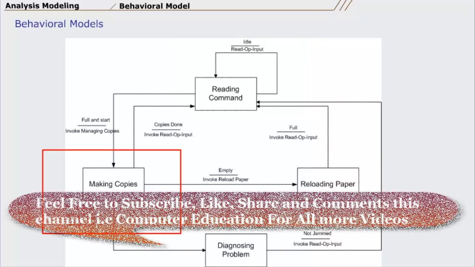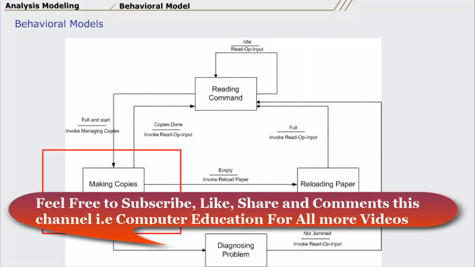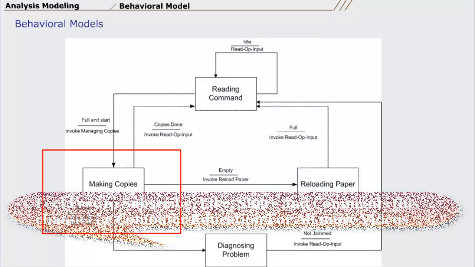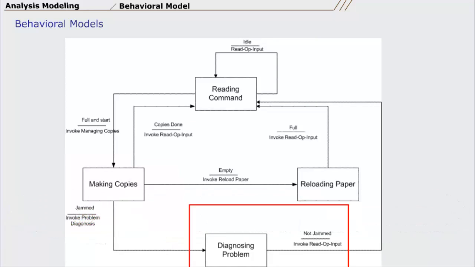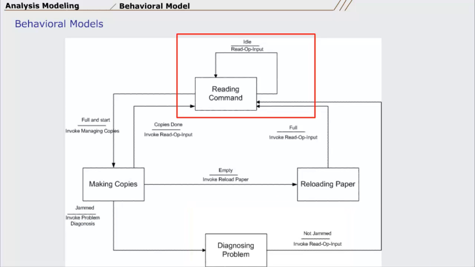While copying, paper can be jammed in the machine. In that case, system will enter the diagnosing problem state. When the jammed paper is removed, system will go back to reading command state. If user wants to continue with copying job, system will go back to copying till the job is finished.